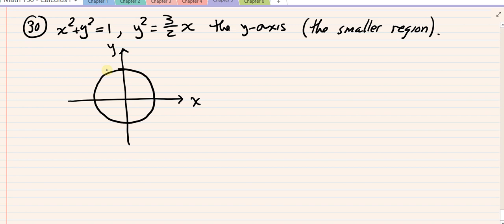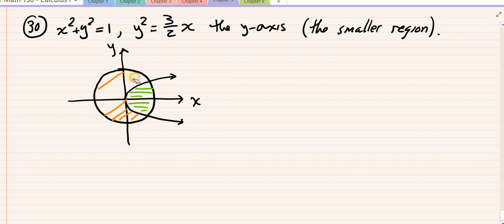And then next we have a sideways parabola, 3/2 x, right? So that's going to be more like so. That's your 3/2 x, the parabola. Now we are told the smaller region, there are actually two regions here formed. This is one region, and the other region is this region, right? We're told the smaller of the two regions is what they're seeking.